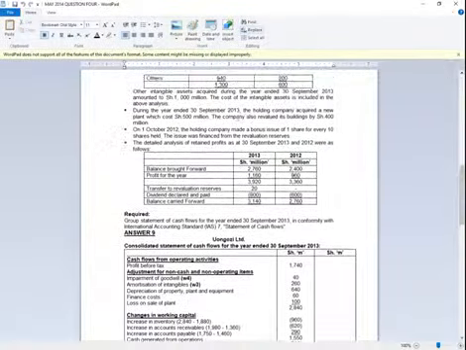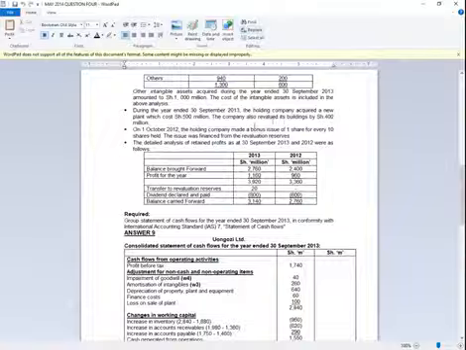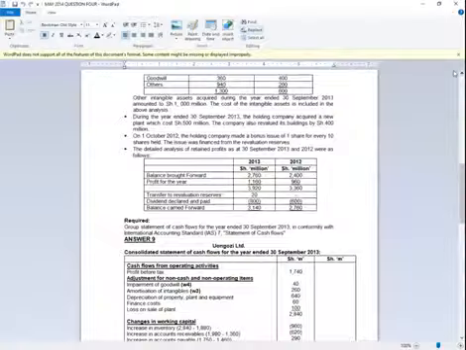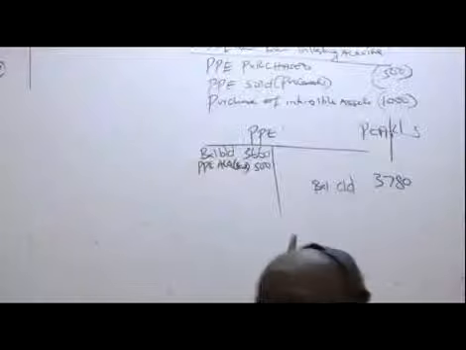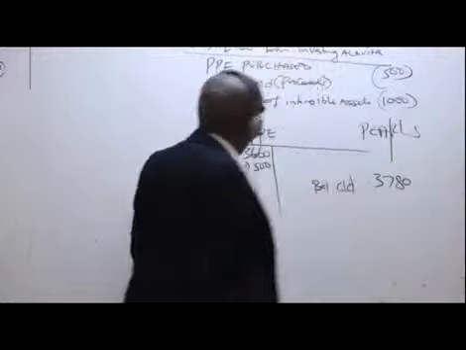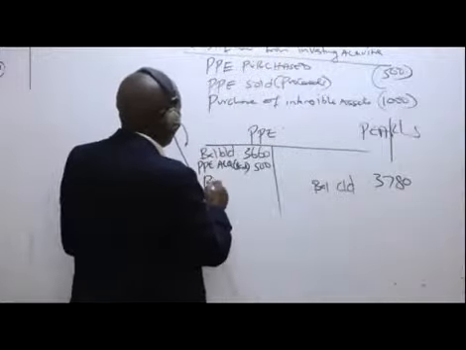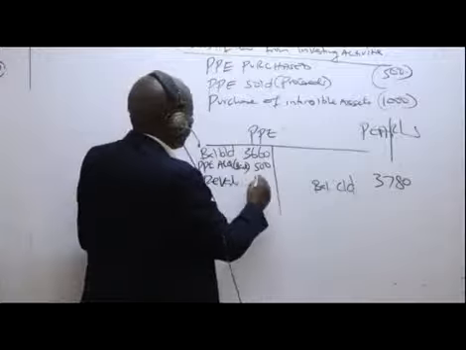So they're telling us here that the company also revalued its buildings by 400 million. They never told us whether it was revalued downwards or upwards. You are financial reporters: whenever they tell you that the revaluation was 400 and they're silent, it's only prudent to assume that the revaluation is upward. And whenever our assets increase, what do we do? We debit. So revaluation 400.